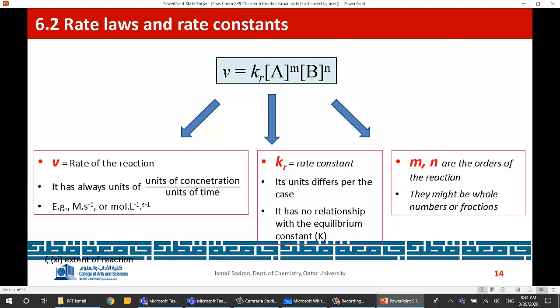Now, m and n are called the powers, the orders of the reaction, okay? And these might be digits like 1, 2, 3, 4, and they might also be fractions. Let's say like m is 1.5, or n is equal to 2.3. That's also possible. M and n also can be 0. And when you raise something to the power 0, it's equal to 1. It's as if it does not exist.